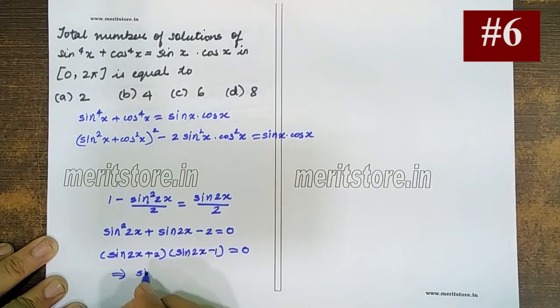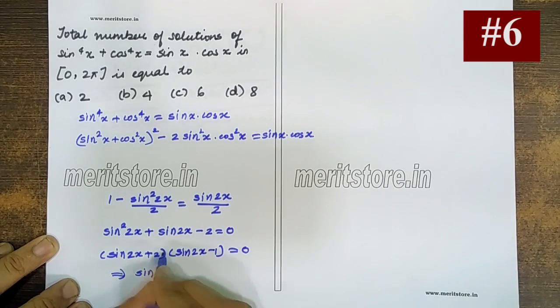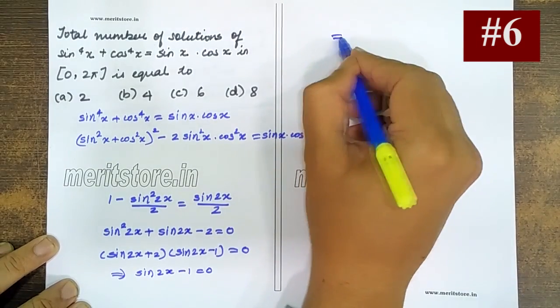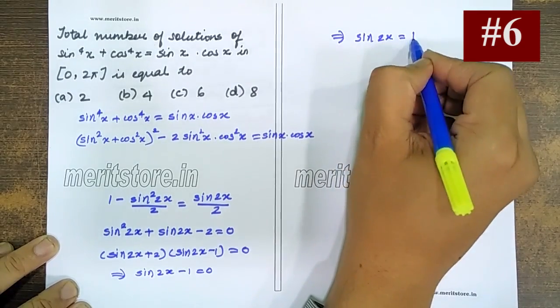So from here you will get only one value because sin 2x cannot be less than minus 1 or greater than 1, so it cannot be minus 2. So here we will consider this equation sin 2x minus 1 equal to 0. This will give sin 2x is equal to 1.